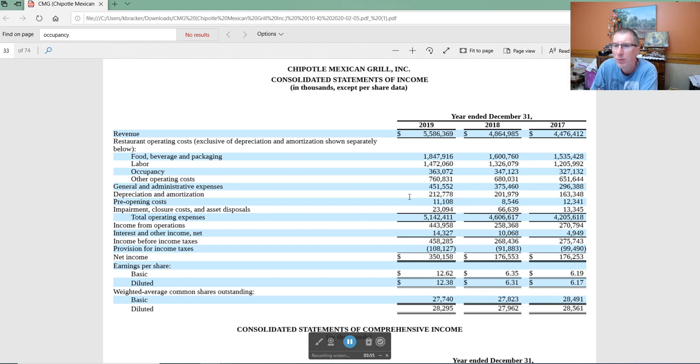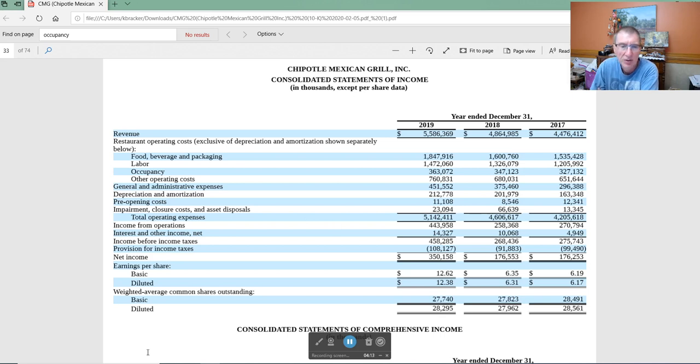Now, this is going to be important when we get to our cash flows because depreciation and amortization is an accounting expense, but it's not a cash flow. So we're going to end up adding that back in later on. Pre-opening costs, impairment, closure costs, asset disposals.